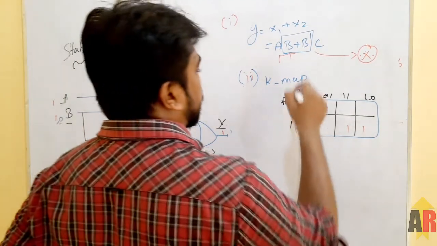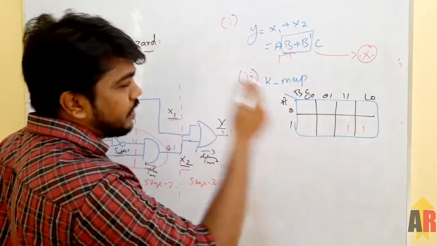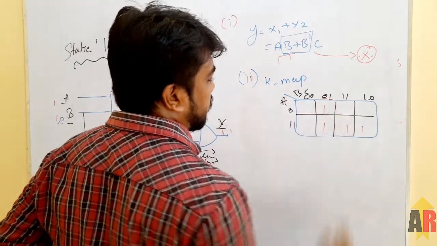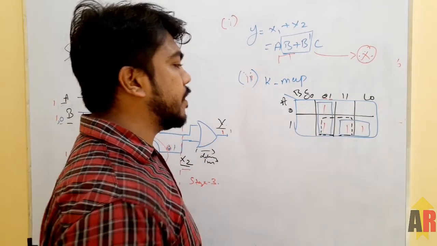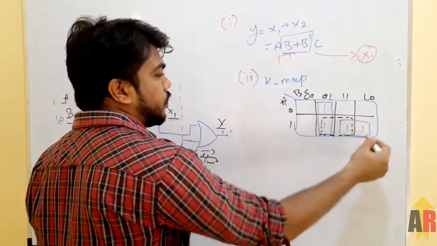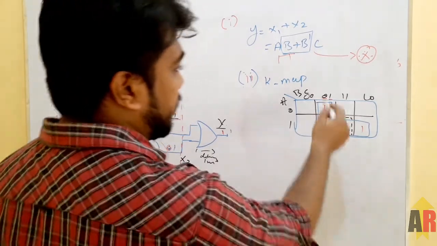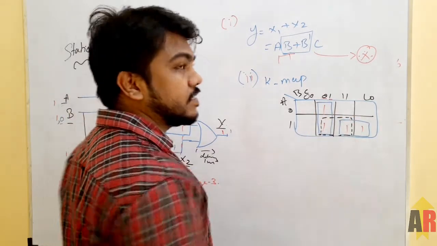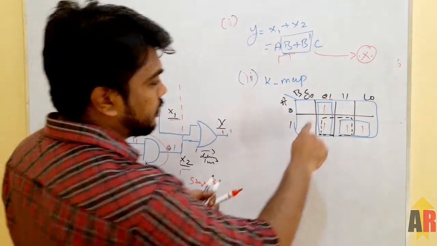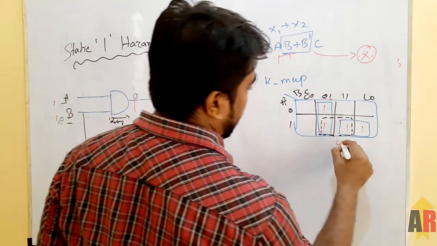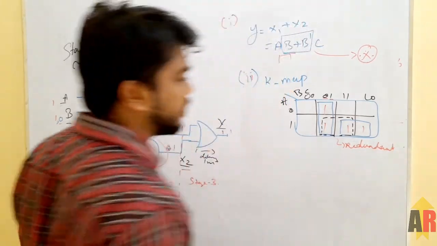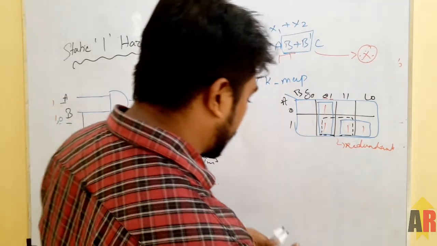Then B dash and C. B dash and C, A is not available, so this one and this one. And if you see, for AB we got this, for B dash C we got this, and I made this third term. This third term is called a redundant value, and in normal K-map simplification you will neglect this, but here you are going to add it.